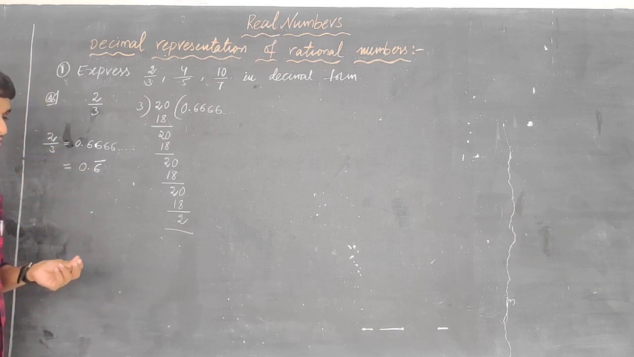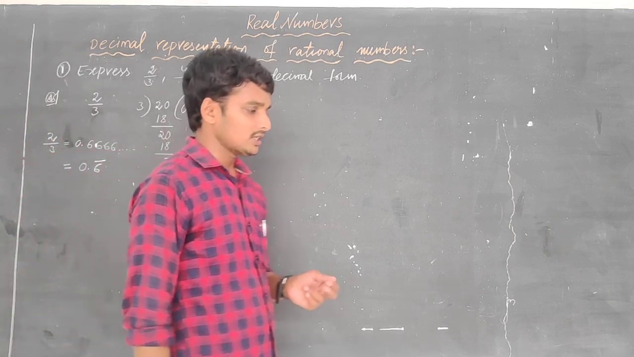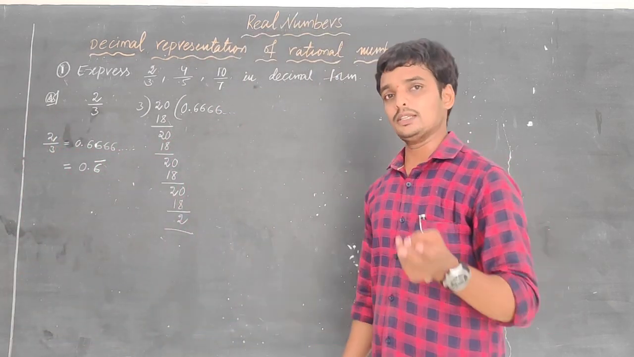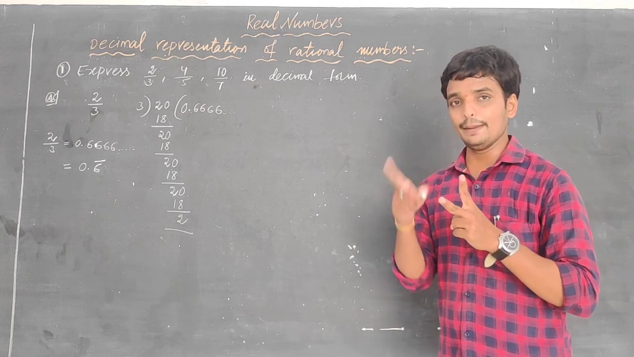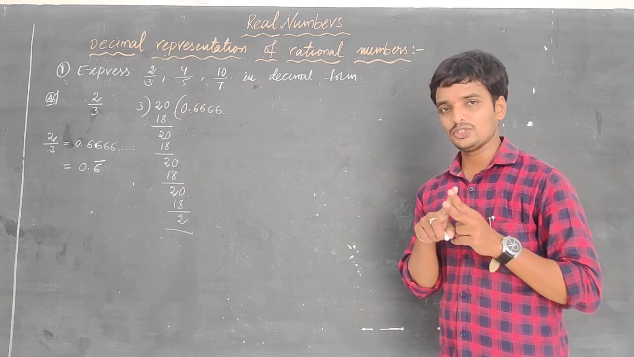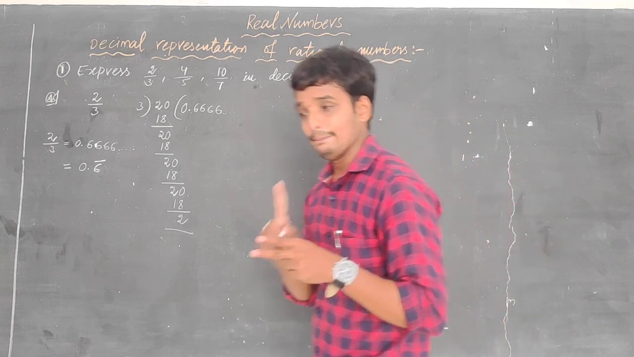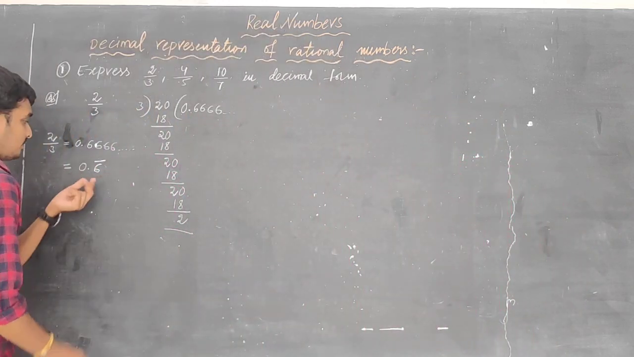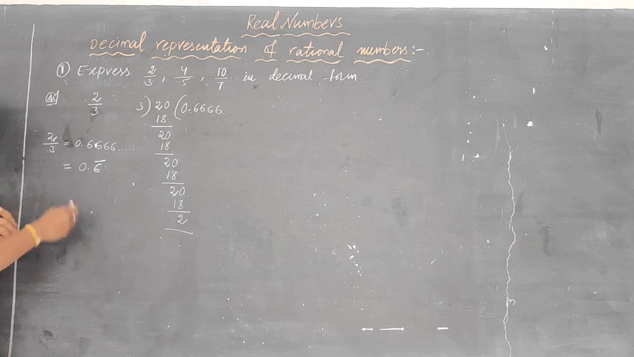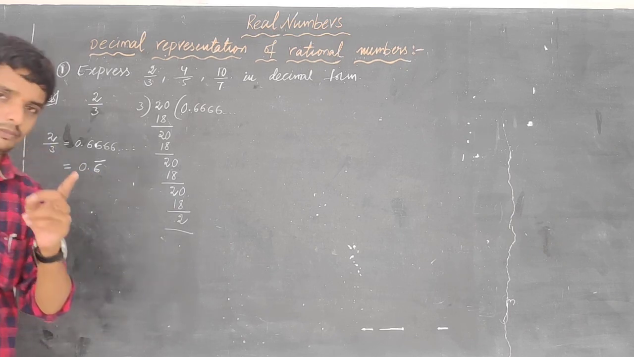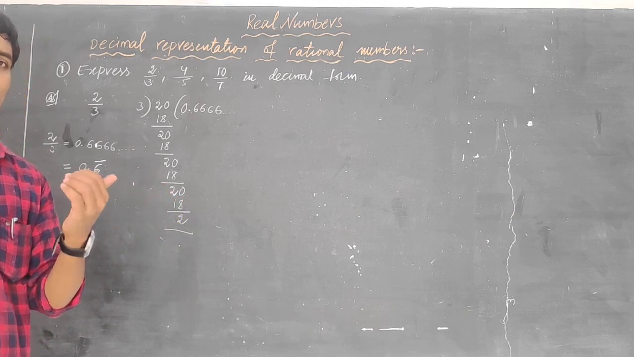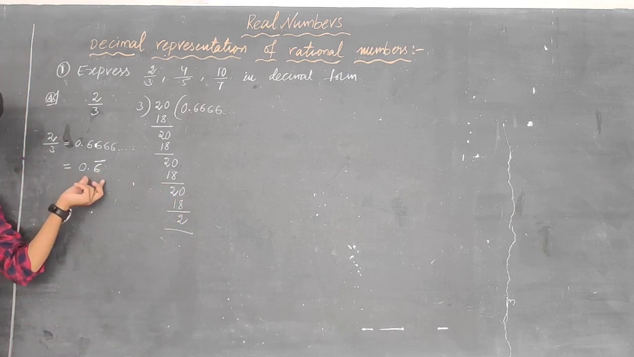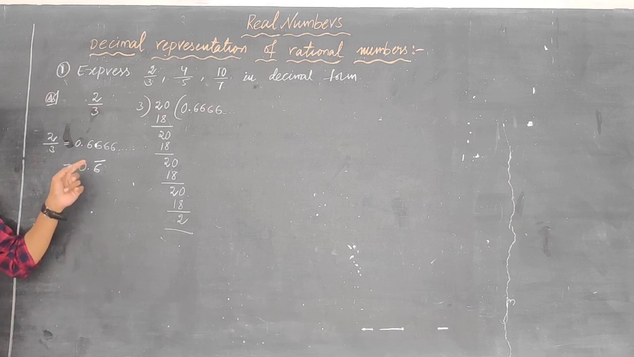In 0.6 bar we have to learn two words. We learned in the 8th class two important topics: period and periodicity. Period means the term which is repeating, either one number, two numbers, or a set of numbers. Whichever is repeating is called the period. So here the period is 6, because 6 is repeating.